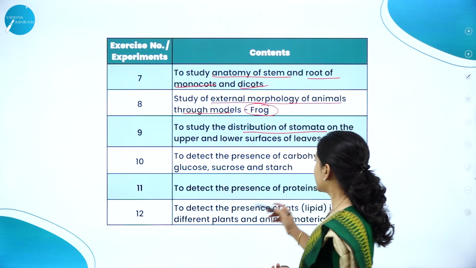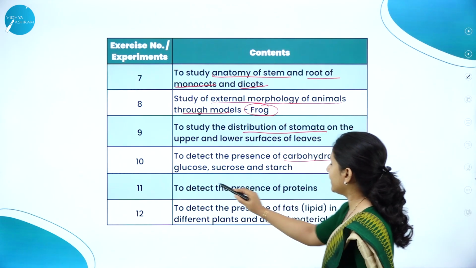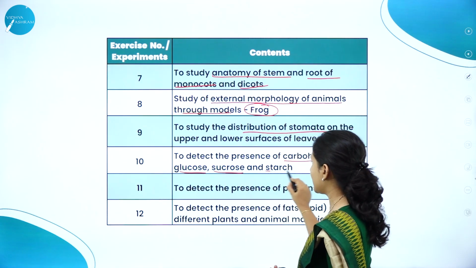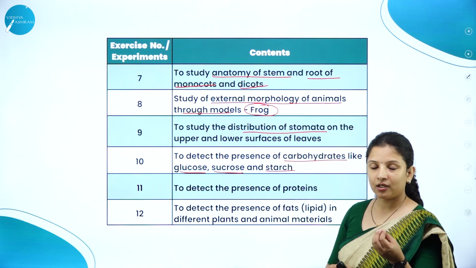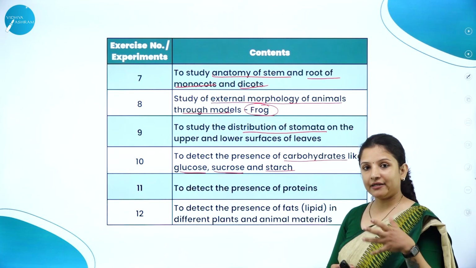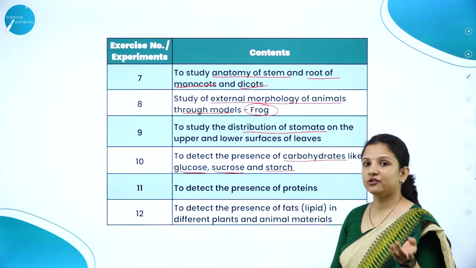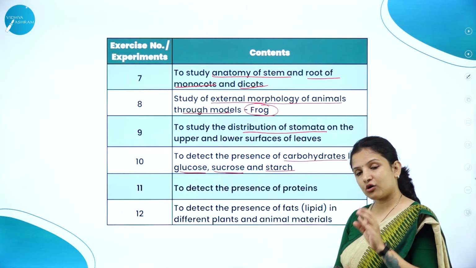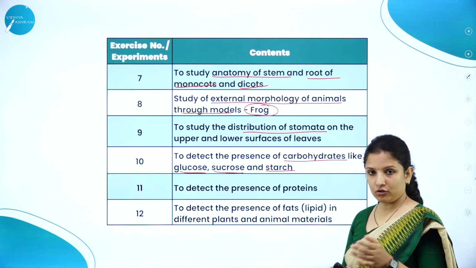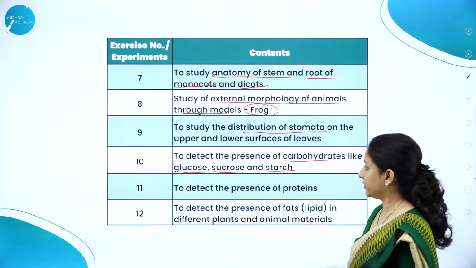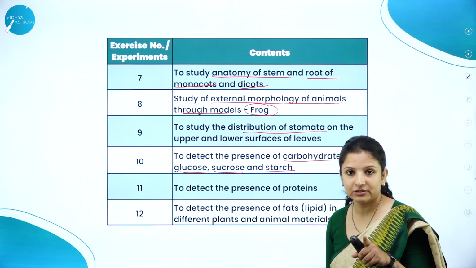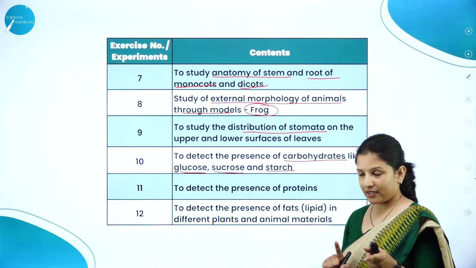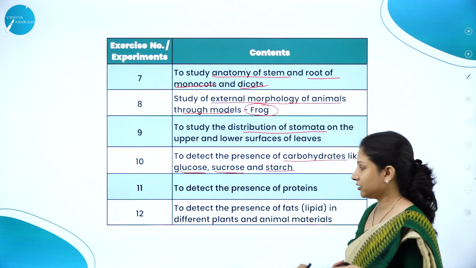Next is to detect the presence of carbohydrates like glucose, sucrose and starch. So we'll take a particular green gram or something like that, grind it and put suitable chemicals for that to see whether the different carbohydrates are present in that or not. So this is a biochemical experiment because you have molecules as a theory lesson, right? So that you will be studying here in practicals as well.